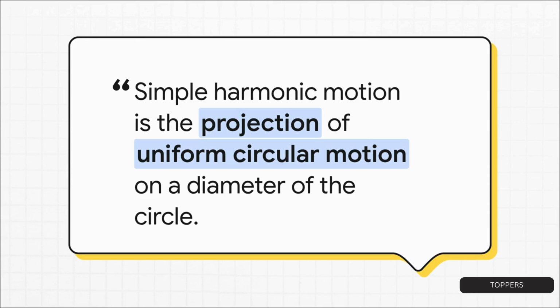Picture this. You've got a ball moving in a perfect circle at a constant speed. Now, imagine a light shining on it from the side, casting a shadow on a wall behind it. That shadow, moving back and forth on the wall, is in perfect, simple harmonic motion. It's just an amazing, beautiful link between two types of movement that seem totally different.